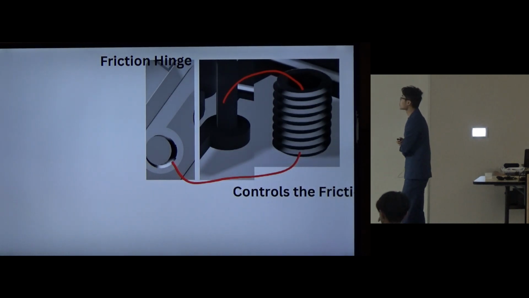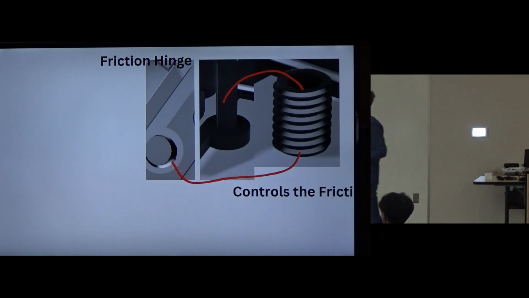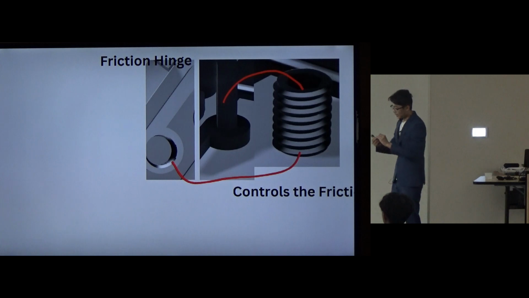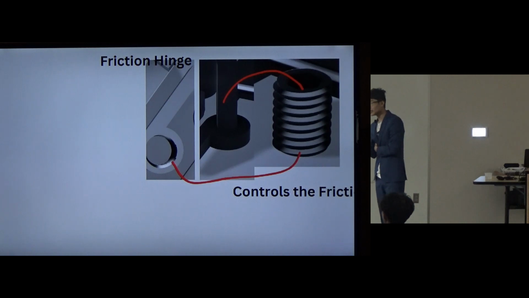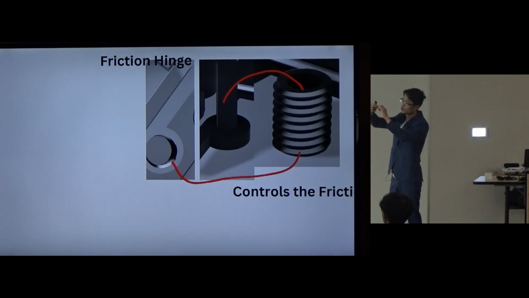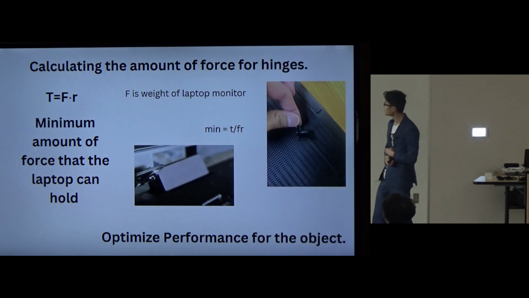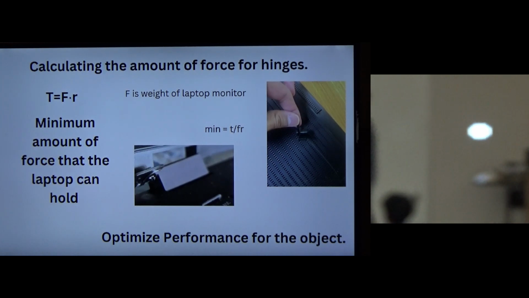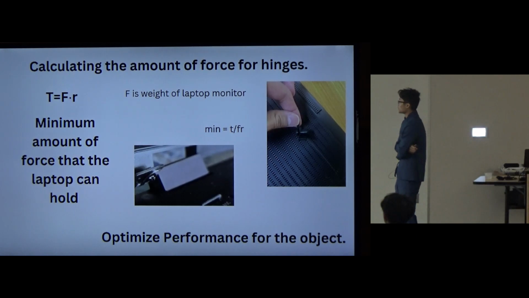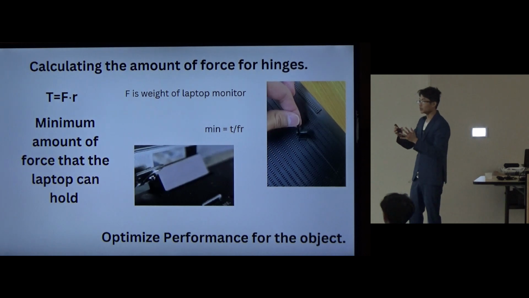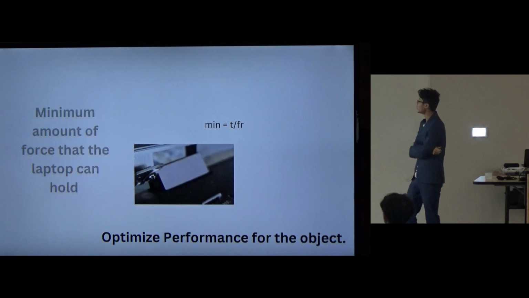So this is the friction hinge. It's mainly based off of 3 parts. When you bend it to a certain angle, you want the laptop monitor screen to not just completely fall down. So that is what this friction is for. I wanted to find the torque of the hinge so that the monitor screen won't just completely fall down.